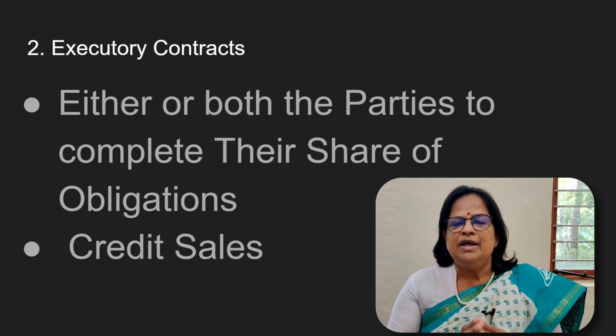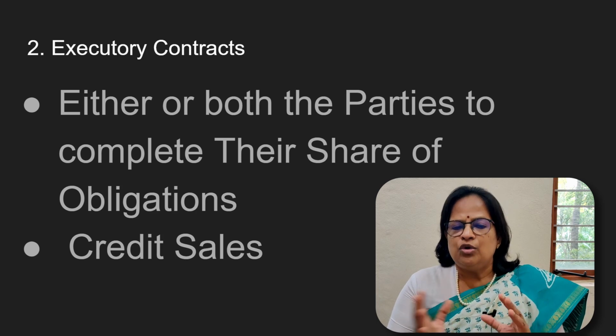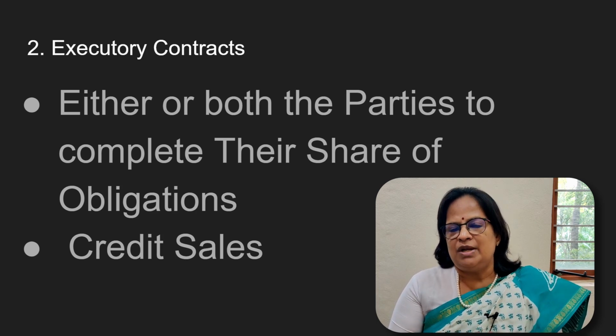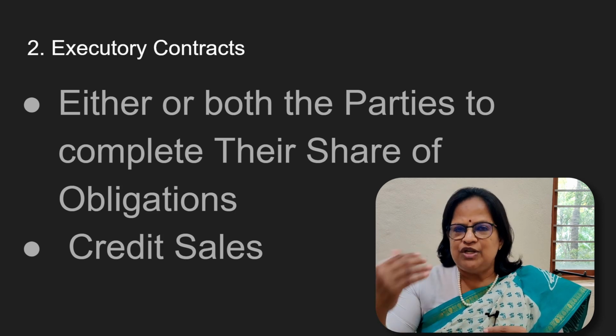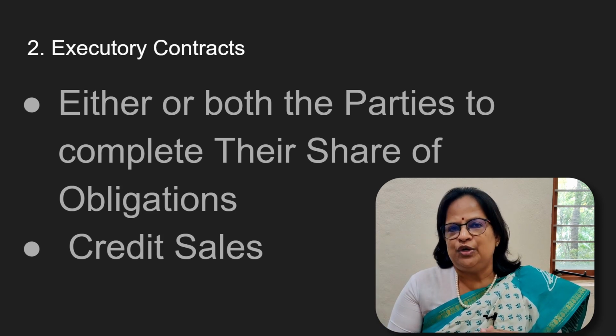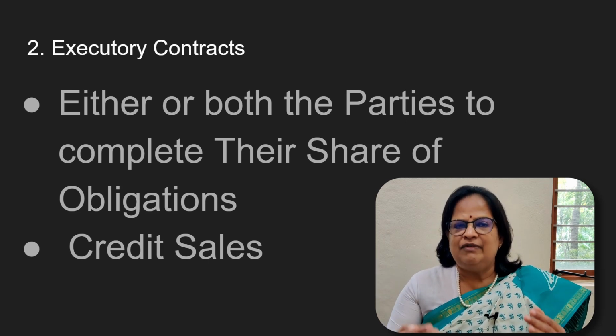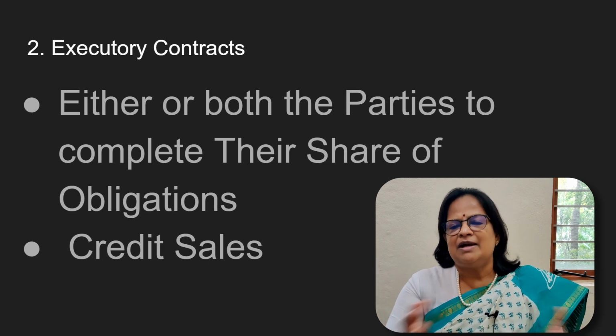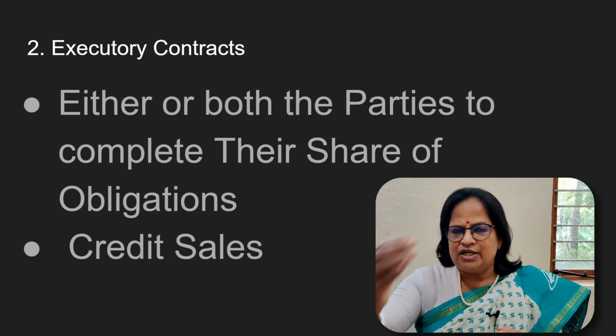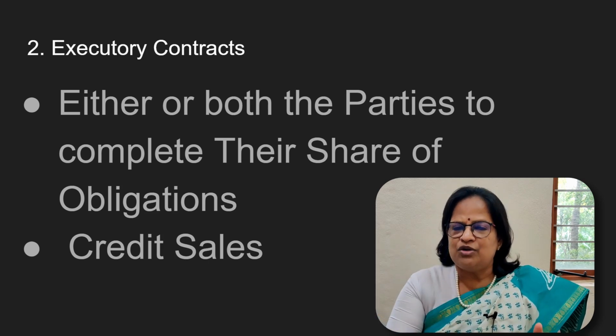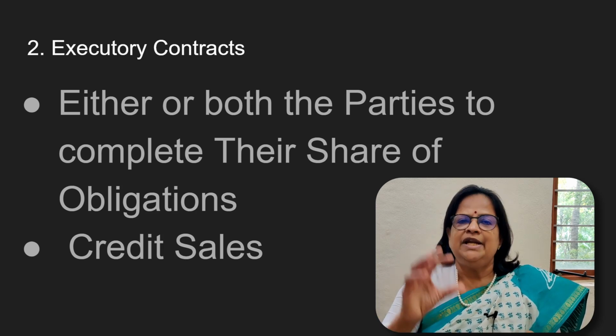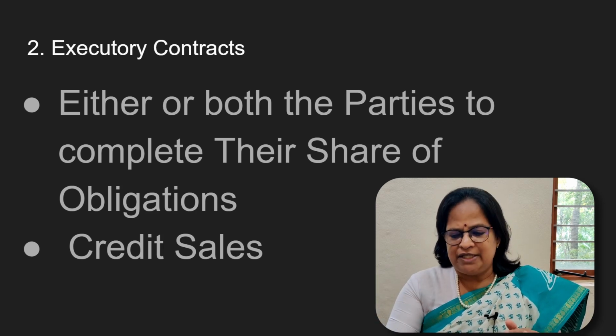Executory contract means either one or both of the parties have yet to complete their share of obligation. The best example is the credit sales. You went to a shop, you want to buy a consumer durable, you are making the down payment. When you get the item delivered, you will complete the payment. So the consumer durable store, their part of obligation is pending. They have to deliver the item. From your side, you have to make the payment. That is the executory contract.